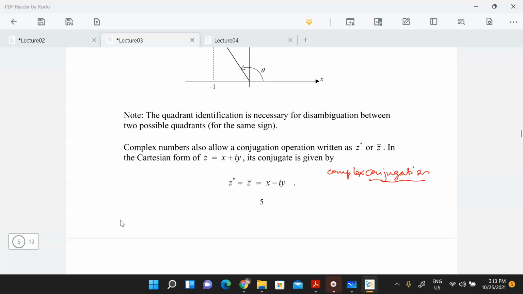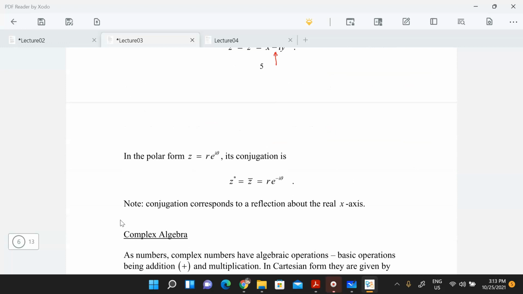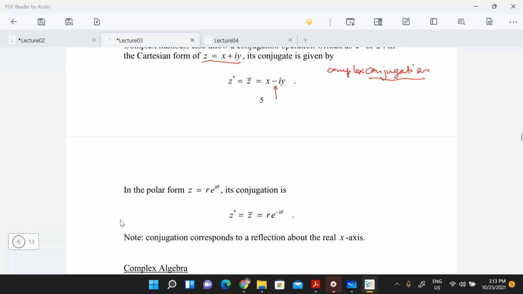You define z equal to that, then you define your conjugate to be z star or z bar, depending on the situation. We use these two notations interchangeably. Then you replace the imaginary part's plus sign with a minus sign. In polar form, you just look at what multiplies i, and it turns into a minus sign. So it's the same in both the Cartesian representation and the polar representation.